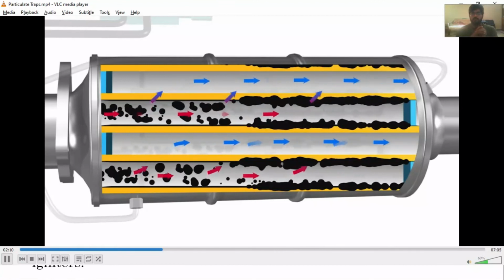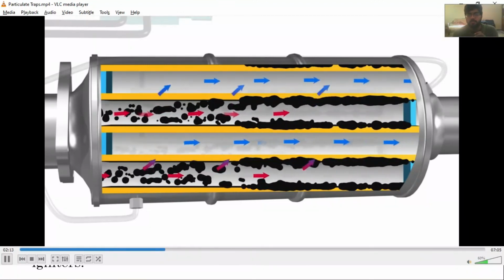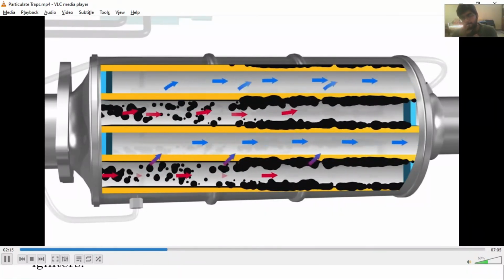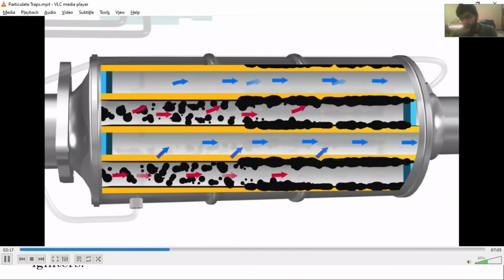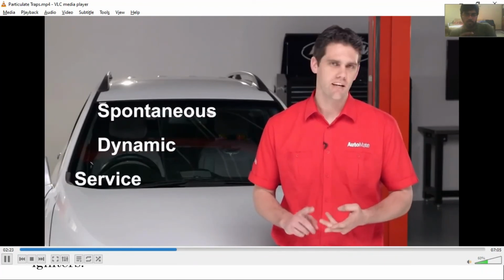Particulates are burned off regularly in a process called regeneration. The regeneration prevents the diesel particulate filter from blocking up. There are three types of regeneration: spontaneous, dynamic and service.